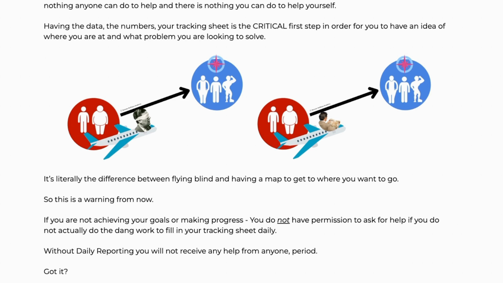A professional goal, doesn't matter what it is. My question to you is going to be, what are the metrics you need to track? And how do you know you're actually being successful, aka KPIs, right? And so you do not have permission to ask for help if you yourself have not actually done the dang work to fill in your tracking sheet every single day, okay? So without the daily reporting, you are not able to receive help from anyone, including yourself, period.